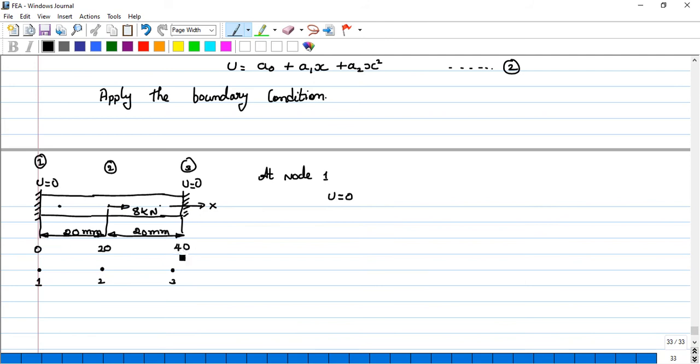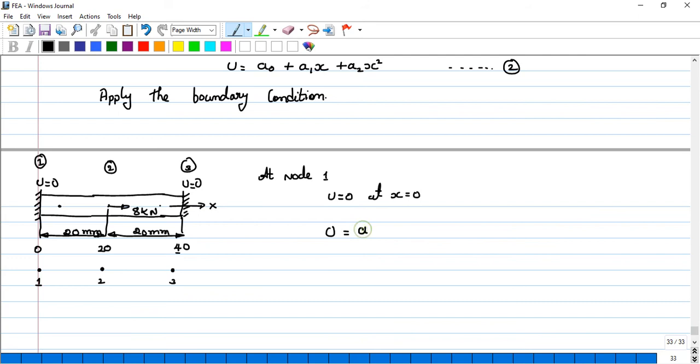So what is the total length? The total length is 40. At node 3 the x value will be 40, at node 2 the x value will be 20, and at node 1 the x value will be 0. I hope you can understand this. So u is equal to 0 at x equal to 0, that is the condition. Using these two conditions, if I substitute in equation 2, I will get the value of u as 0.